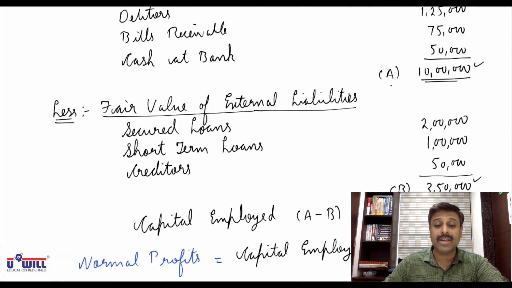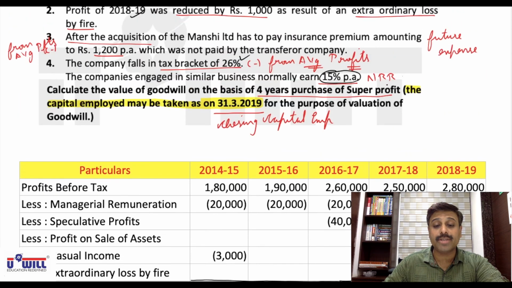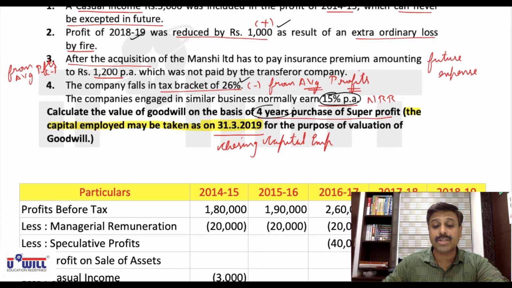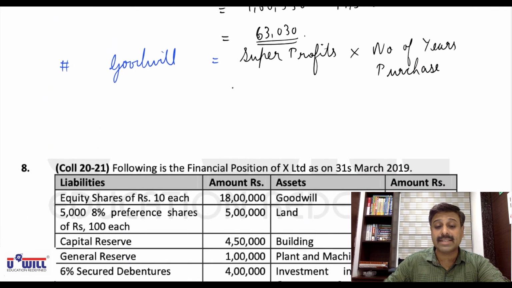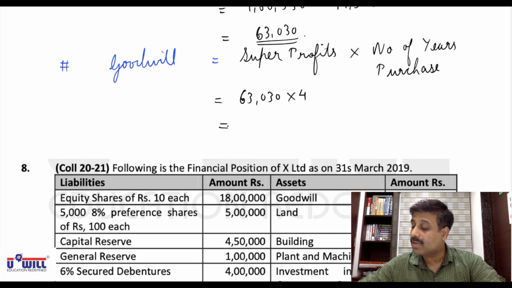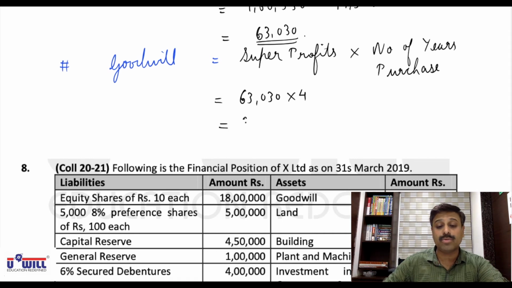See, in the beginning, how many years purchase is it given in the question? 4 years purchase is given in the question. So super profits we obtained 63,030 multiplied by 4 years purchase. So goodwill comes to 2,52,120. I hope everyone is clear with this question.